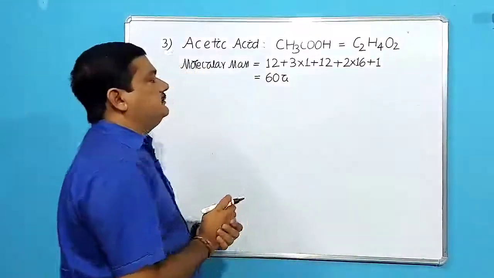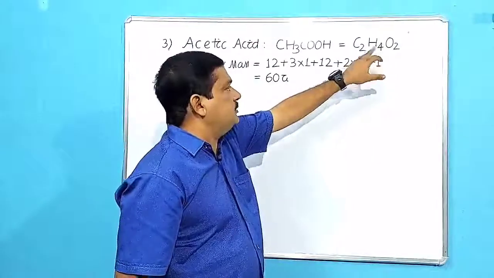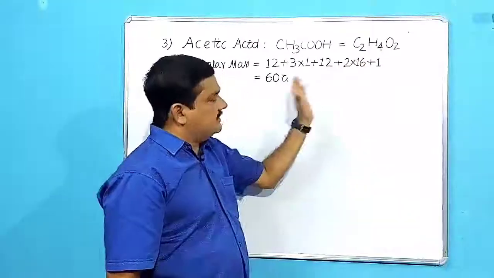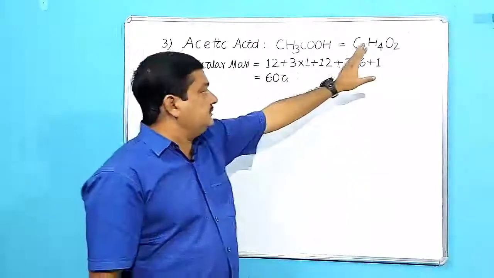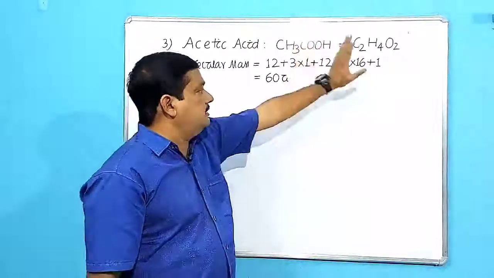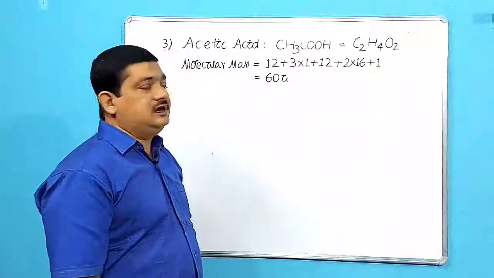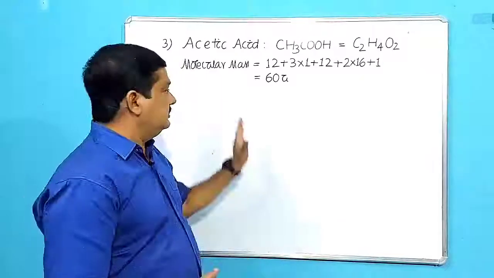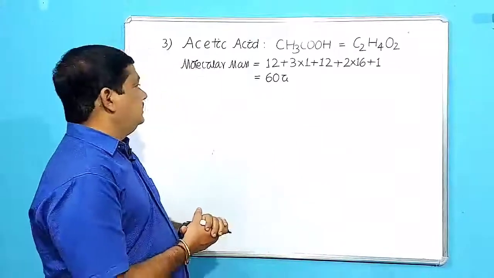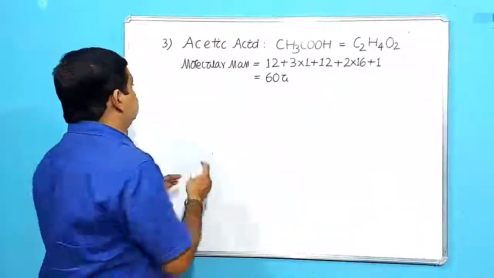So it will be easier for you to calculate 2 into 12 plus 1 into 4 plus 2 into 16. Same thing. So you can easily calculate either using this formula or the molecular formula, that is C2H4O2. Anyway, the molecular mass will be 60 U.